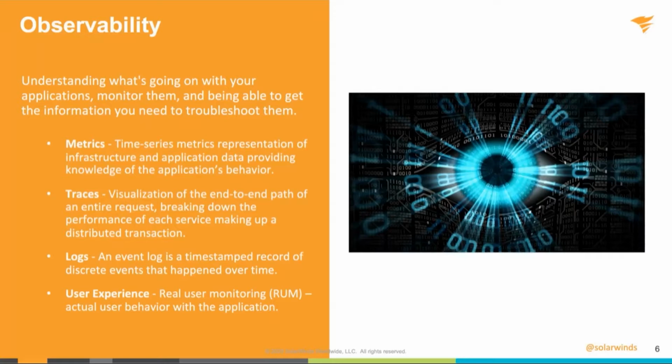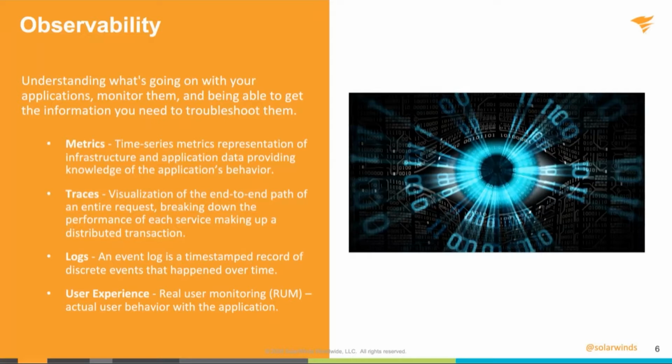So those time series metrics can tell you, hey, something is not performing the way it normally does. I've got an issue. I need to dig into it. Now with the traces, I get this visualization of the end-to-end path of the entire request, breaking down that performance for each service making up a distributed transaction. And with modern applications, 10, could be 20, there could be 30 services that are traversed for a transaction.